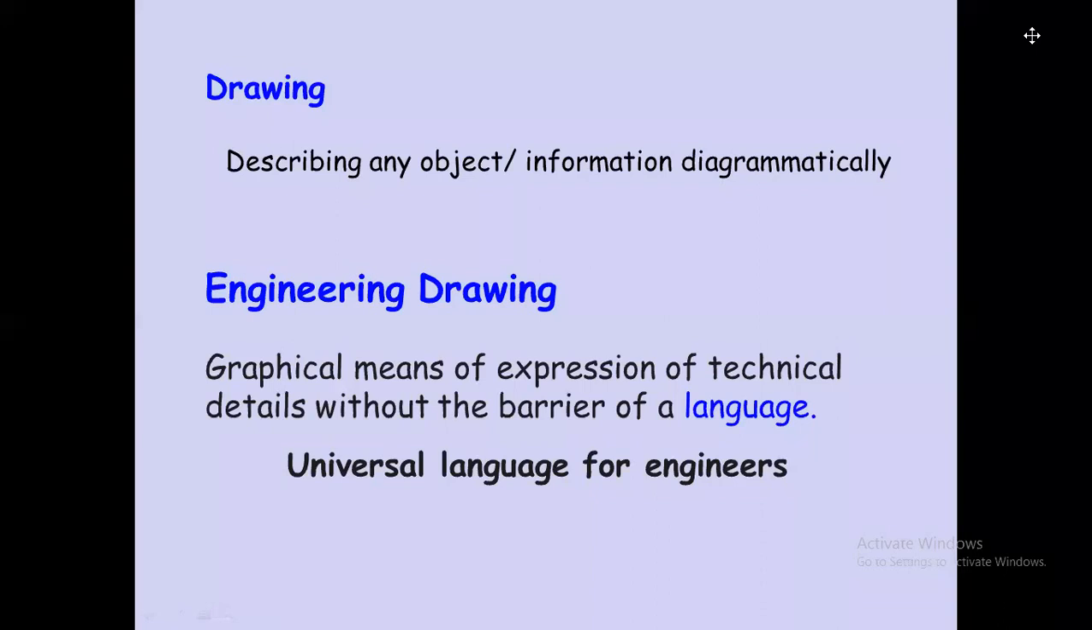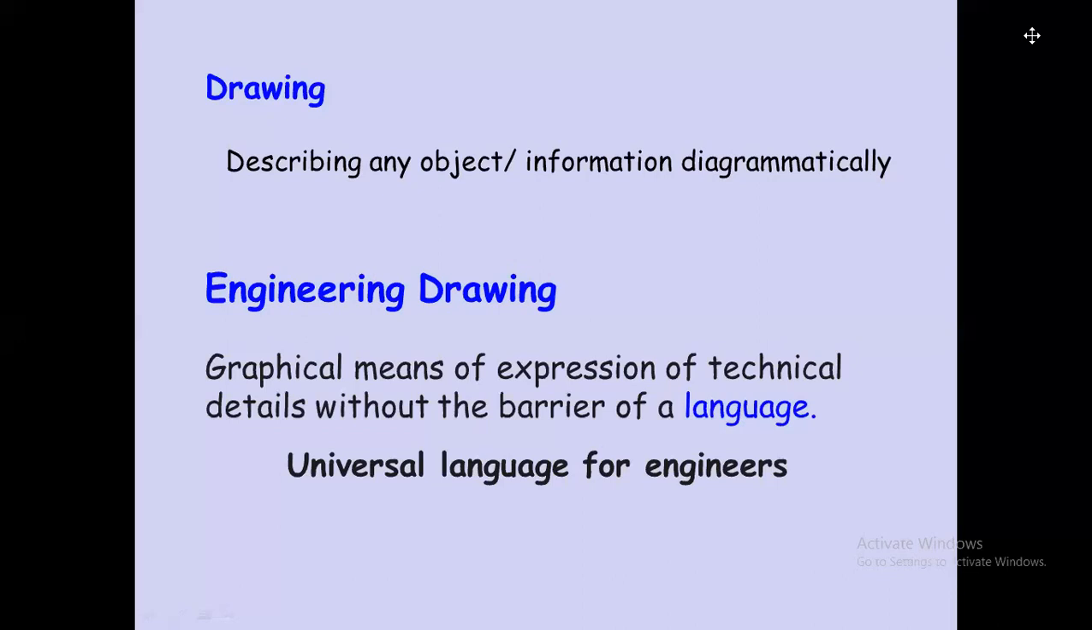Okay, coming to the drawing. So what is meant by simple drawing? Simple drawing means describing any object, making any picture or providing information of that object. So drawing means a simple representation of any object. A simple representation of an object is called a drawing.